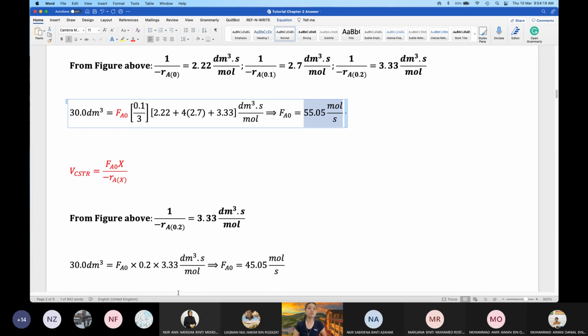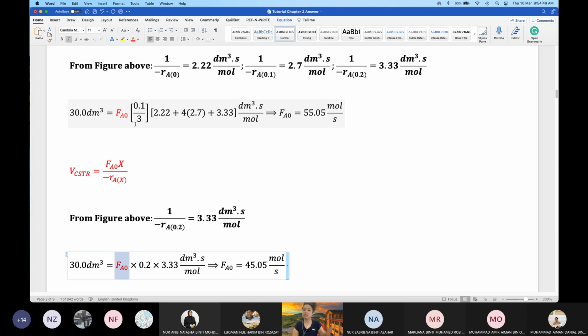CSTR lagi senang because the equation is so much easier. So for CSTR, design equation dia, kamu kena ingat, dia start dengan design equation dia. So design equation dia, volume CSTR equals to FA0 multiply with X divide dengan minus RA at your X that you want to find. Okay, so dalam soalan ni, volume CSTR dia dah diberi 30. Same volume as the PFR, 30 dm cube. FA0 I want to find.